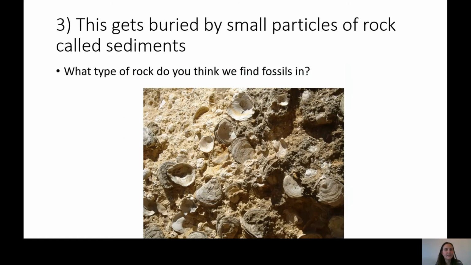So over time, this gets buried by small particles of rock called sediments. Now, we only find fossils in a particular type of rock. Can you think back, Year 3, to your topic last half term when you were looking at rocks and soils? What type of rock do you think we can find fossils in?